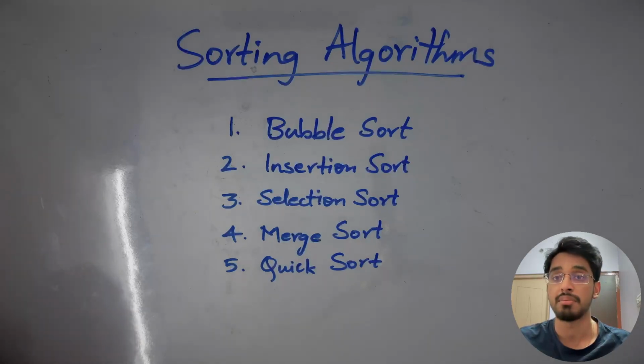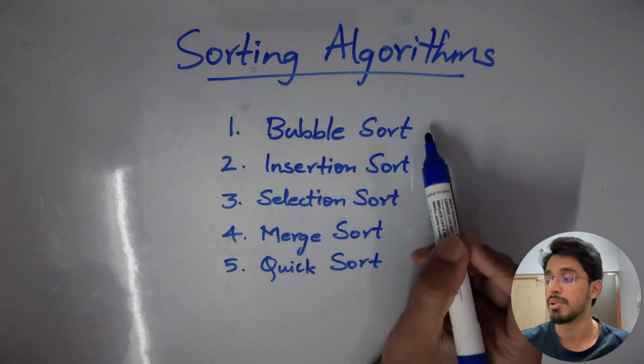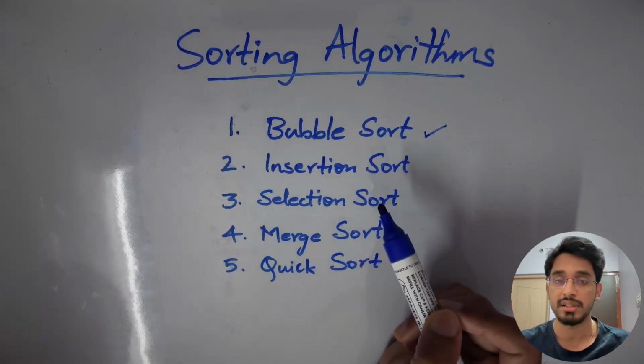There are many sorting algorithms, and based on their performance and trade-offs, we categorize them into the 5 most popular sorting algorithms, which are bubble sort, insertion sort, selection sort, merge sort and quick sort. In this video we are going to get started with the most popular yet the least efficient sorting algorithm, that is bubble sort. So let's understand them one by one.